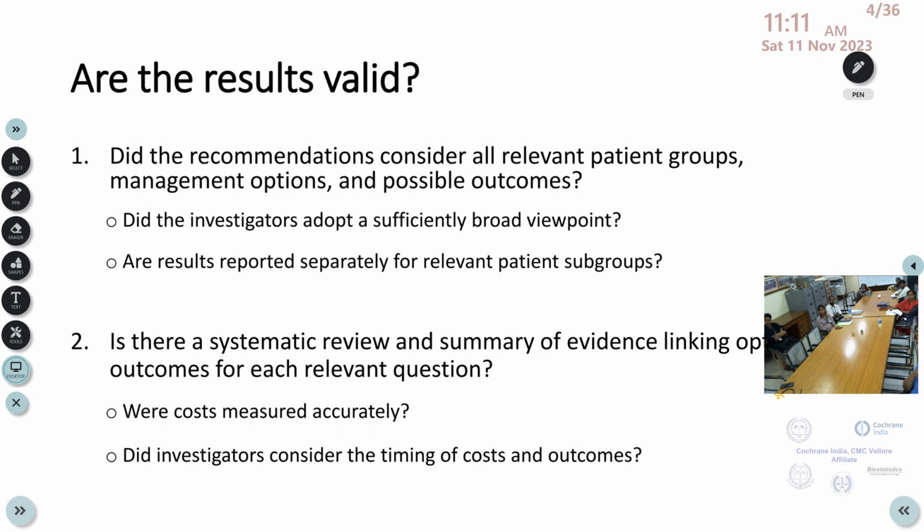So I'll go through a few terms in health economics as we go along in the presentation. I will put everything in the beginning, so I'll go through and then I'll present what that means. So just the first thing before we start the presentation is, are the results valid? It's very important. So the four main questions are: did the investigators adopt a sufficiently broad viewpoint? Are the results reported separately for the relevant patient groups? Were the costs measured accurately? And did investigators consider the timing of cost and outcome?